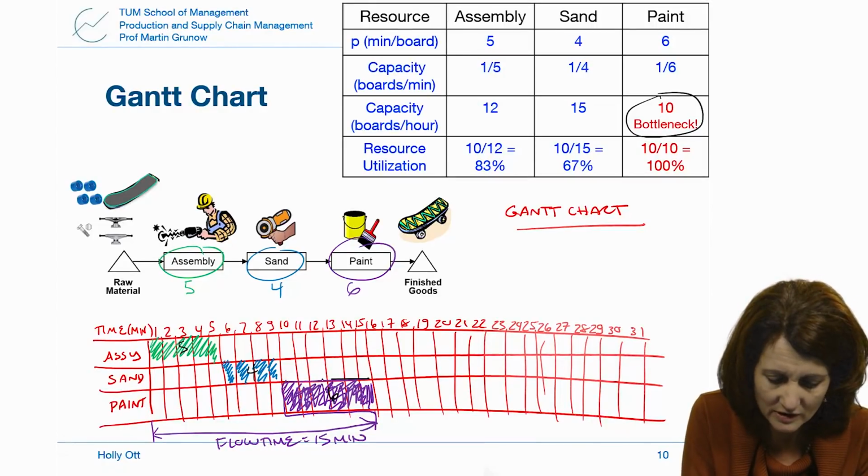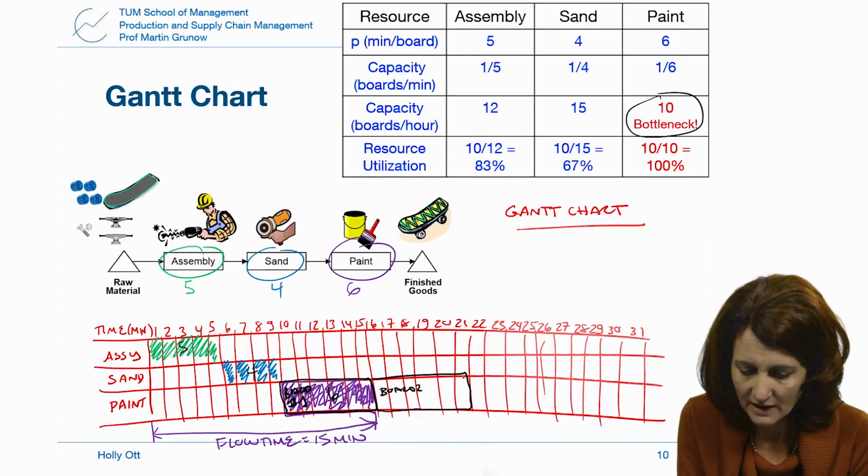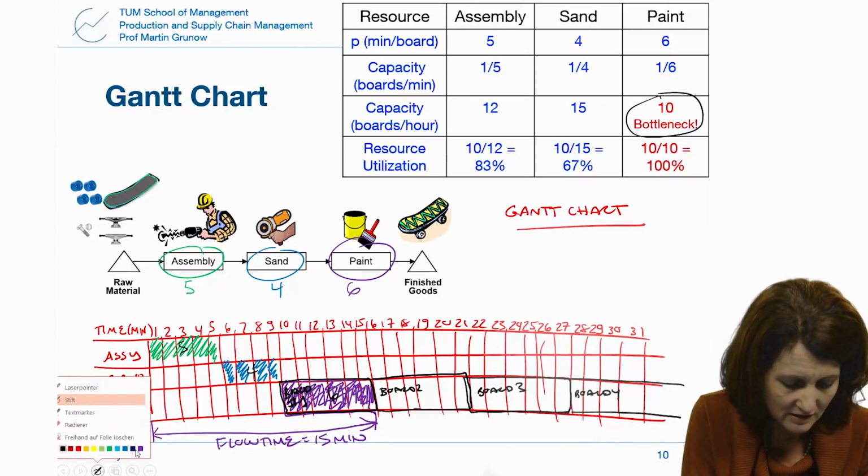As soon as board number 1 is finished, board number 2 better get started, and it's going to take also 6 minutes for painting. This is going to be board 2. And then it better not stop. We have to keep producing. 1, 2, 3, 4, 5, 6. This is board 3. And again, 1, 2, 3. So board 4. You can go off into forever.